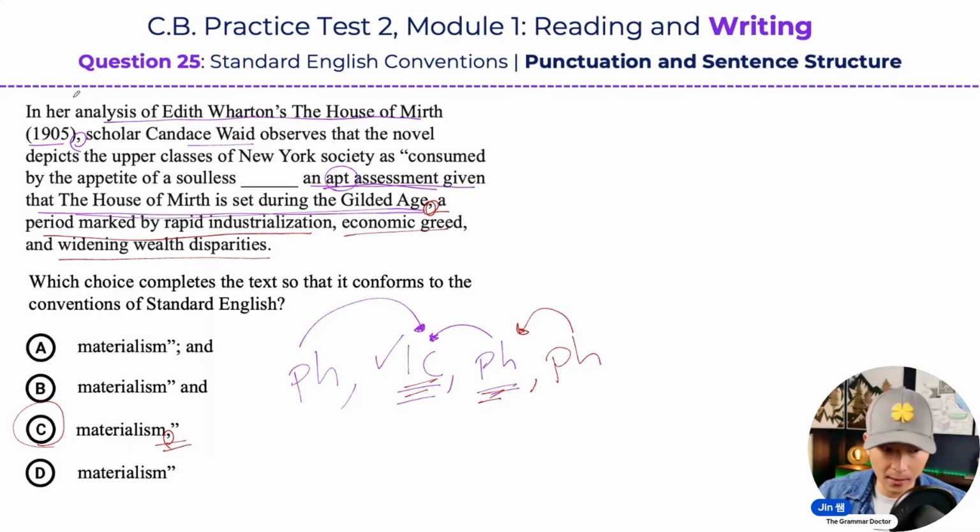Start with the independent clause. Understand what the independent clause is saying, and then from there, build it out from that understanding. You can build it out by asking yourself questions like I asked you. Where did this come from? It came from her analysis of Edith Wharton's The House of Mirth. And then, what is the quality of the observation? Oh, it's appropriate, it's an apt assessment. What is the Gilded Age? Oh, it's a period marked by rapid industrialization, greed, and wealth disparities, right?